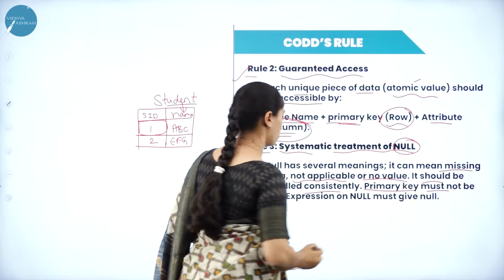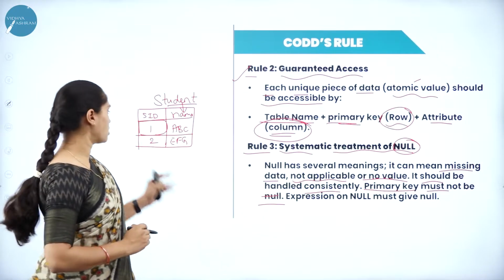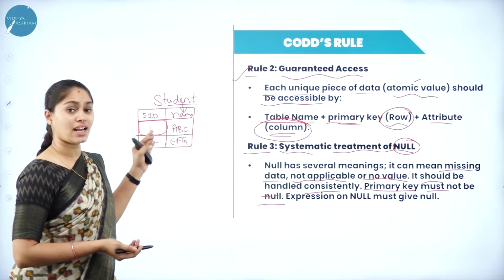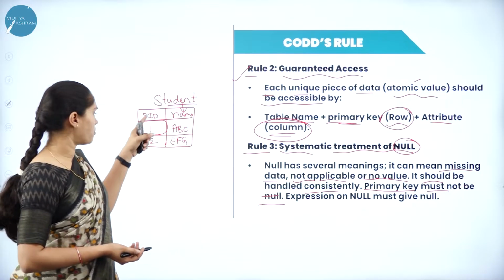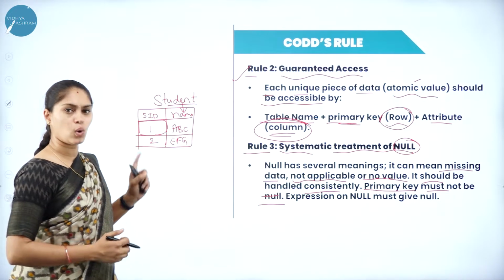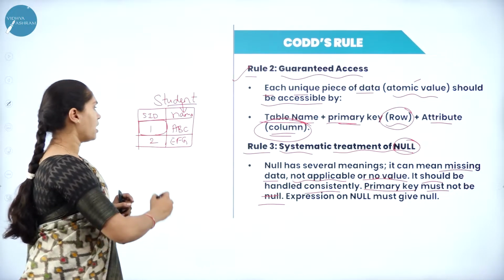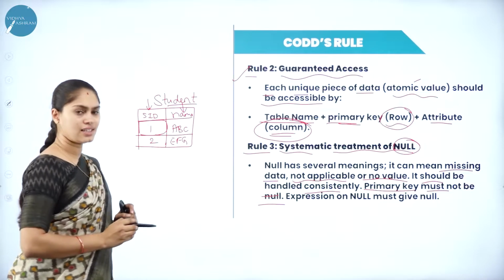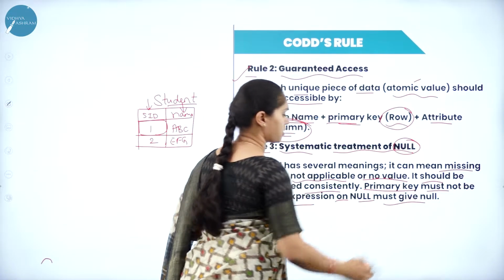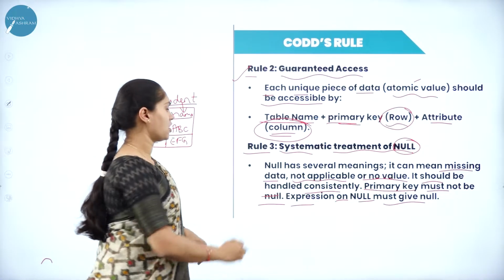Then the primary key should not be null. Here I can't take student ID as null, because if I leave that student ID empty, there will be missing data. The primary key must be unique in order to identify the content of a whole table. So you should not give a primary key value as null. It should never be null, so that an expression on null must give null. This is related to rule 3.